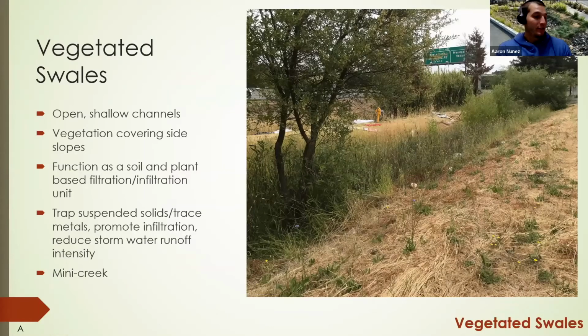So now we'll move into just another type of feature, another type of LID BMP, and that's vegetated swales, which are open, shallow channels with vegetation covering the sides and slopes. It functions as a soil and plant-based filtration and infiltration unit, much like many of these other.